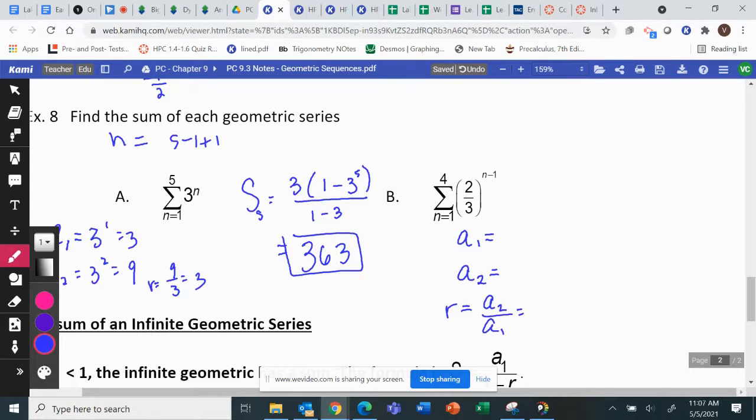So I need my first term, and then I need my rate. To get my first term, I'm going to input 1 into 2/3 to the n minus 1.